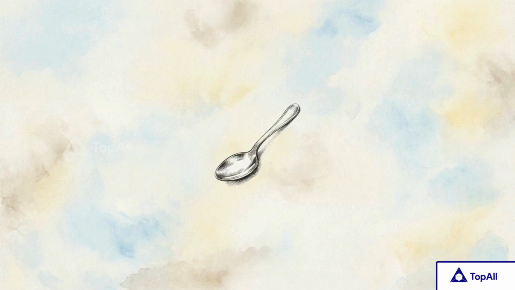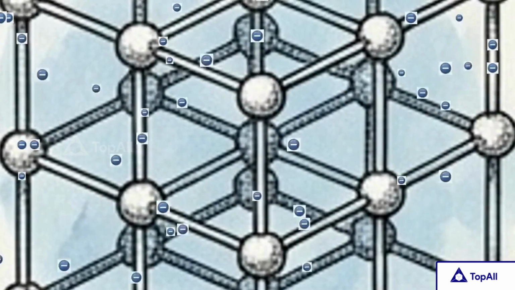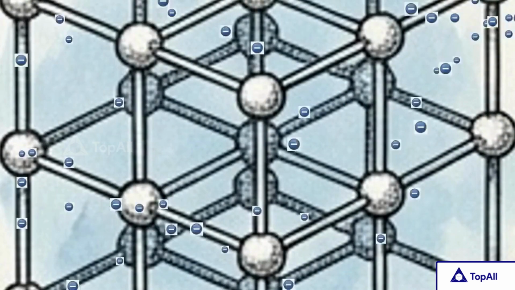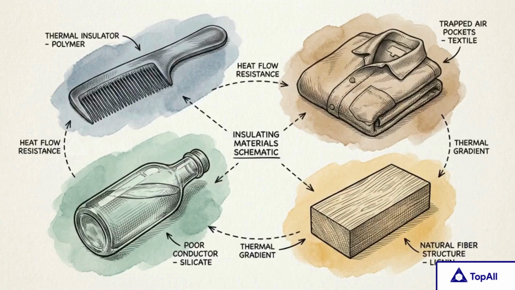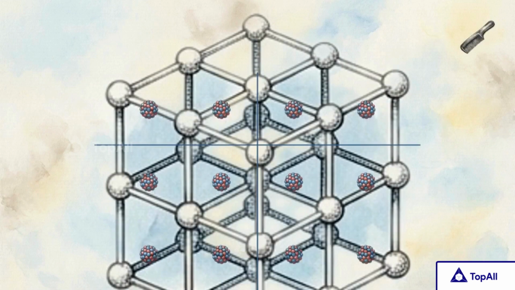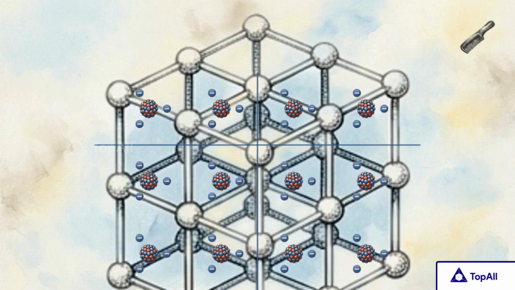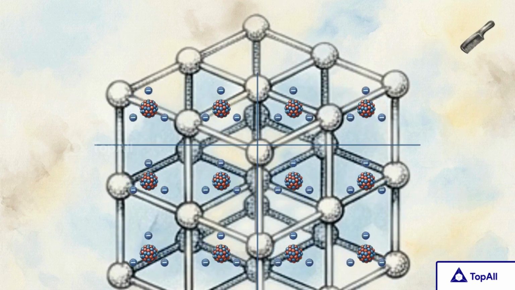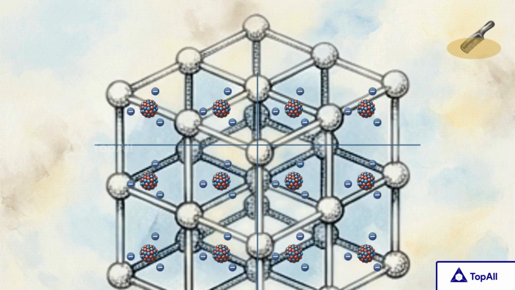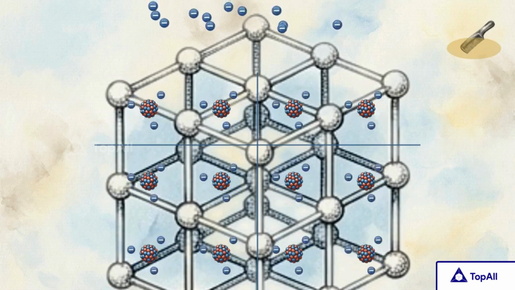The difference is found deep inside these objects, specifically the internal traffic rules that govern their atoms. Let's start with our first category, insulators. This group includes plastic, nylon, glass, and wood. Inside an insulator, the internal structure is incredibly strict. Outer electrons are rigidly locked in orbit. When you rub a plastic comb through hair, friction transfers extra electrons onto its surface.